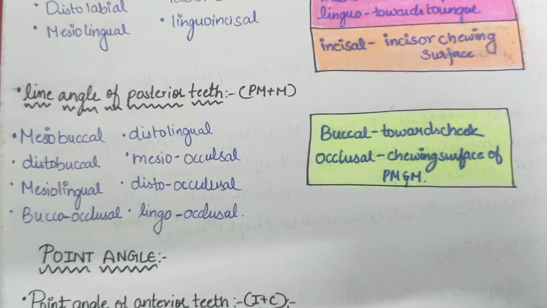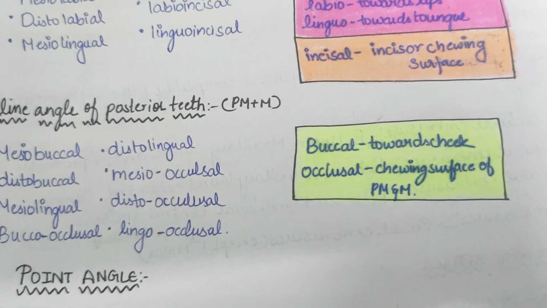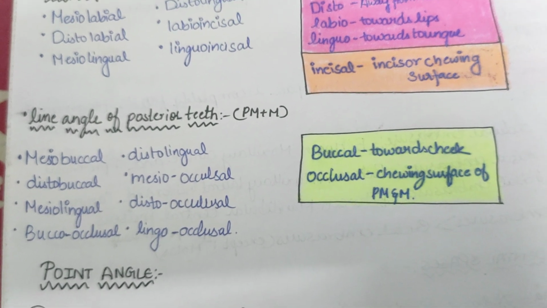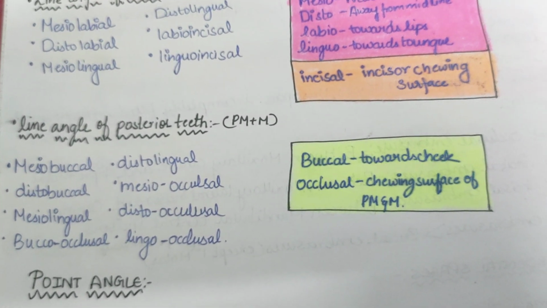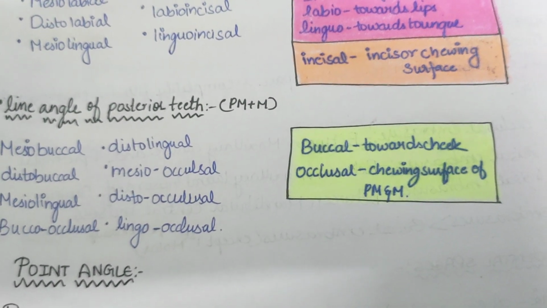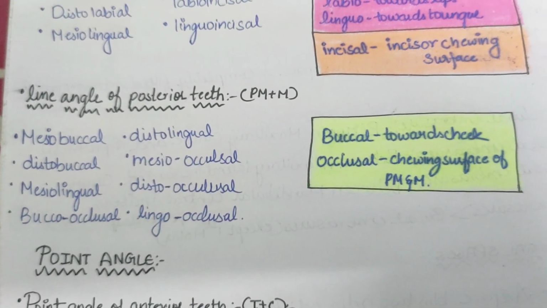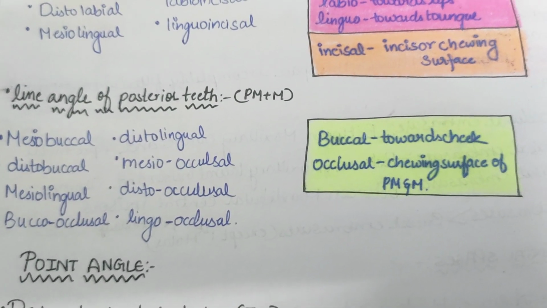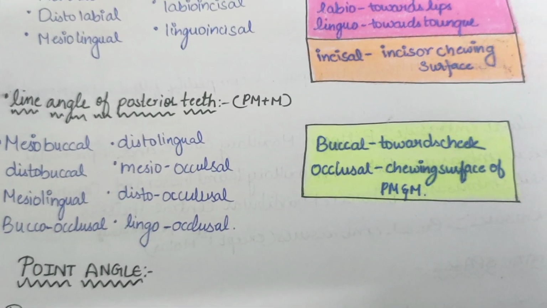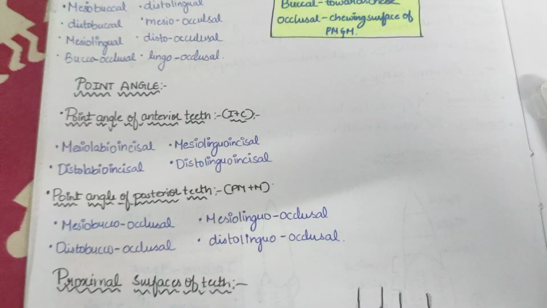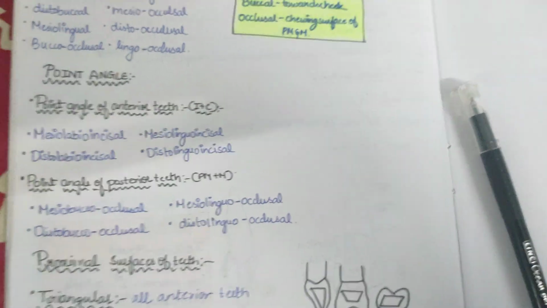Now the line angles of the posterior teeth. Posterior teeth means the premolars and molars. Now the buccal is towards the cheek. Occlusal is the chewing surface of the premolars and molars. So mesiobuccal, distobuccal, mesiolingual, bucco-occlusal, distolingual, mesio-occlusal, disto-occlusal, linguo-occlusal, etc. Now point angle.